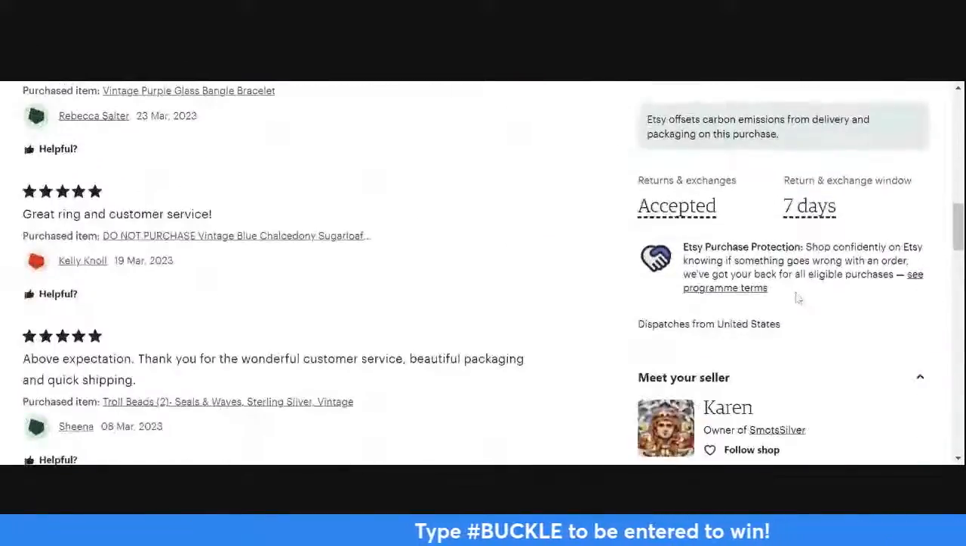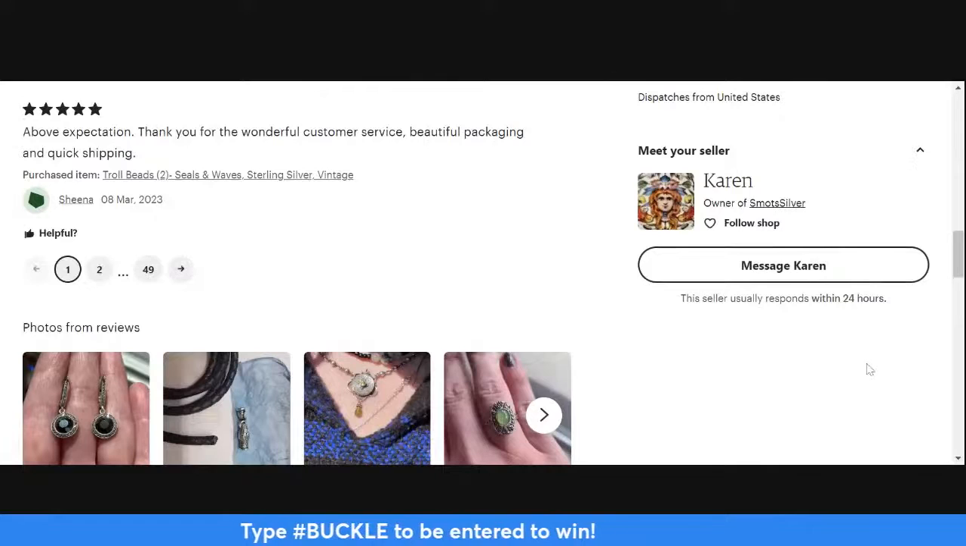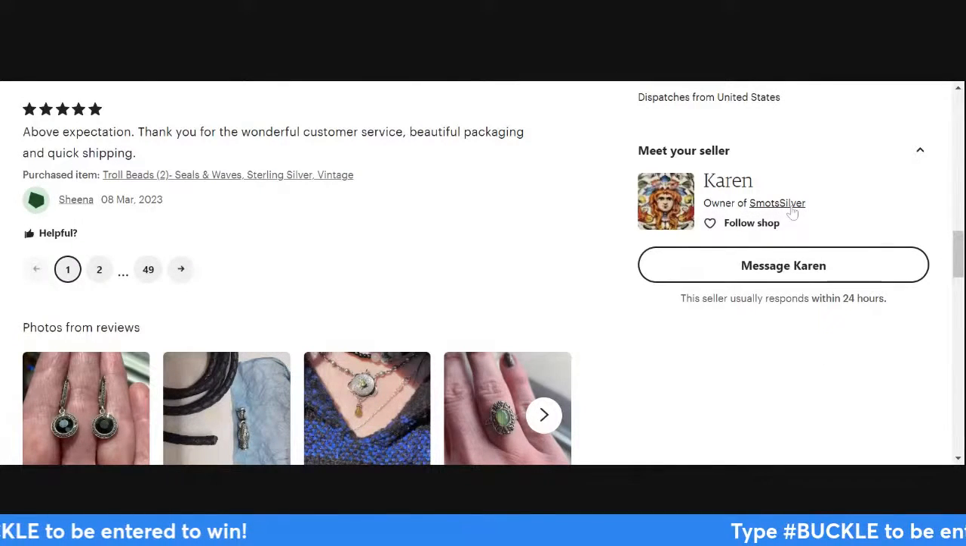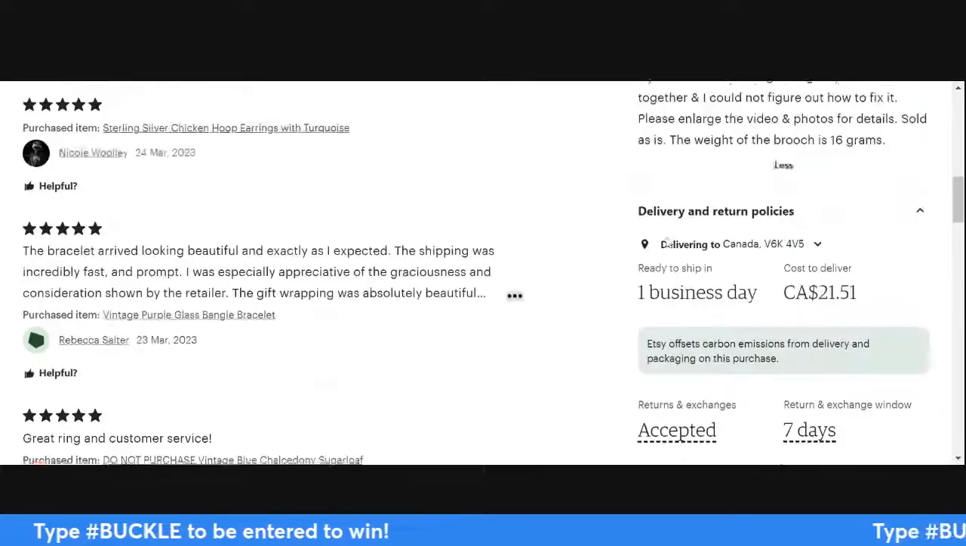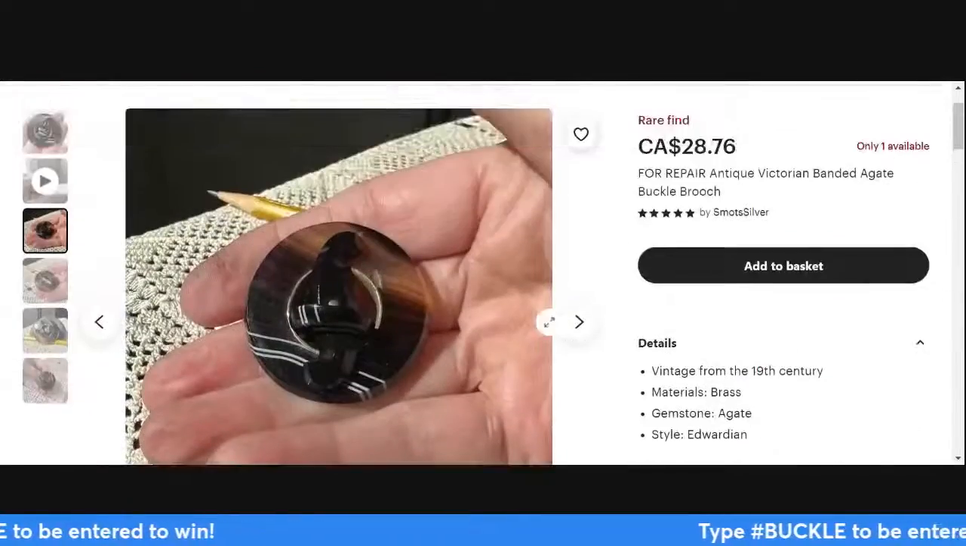Well, if this is something that is interesting to you, the seller is Smots Silver, and that's right here. I hope you're able to make that out. It's SMOTS Silver on Etsy, and I'm sure that they would appreciate the sale. It is quite beautiful.